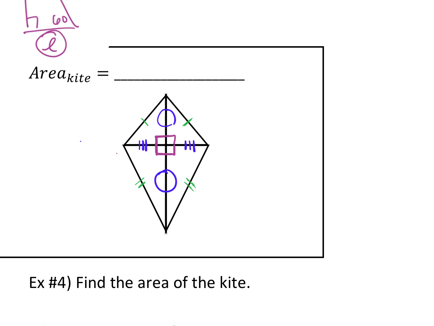A kite is a quadrilateral with two pairs of congruent adjacent sides and no opposite sides. That's the definition of a kite. We'll talk about it later.